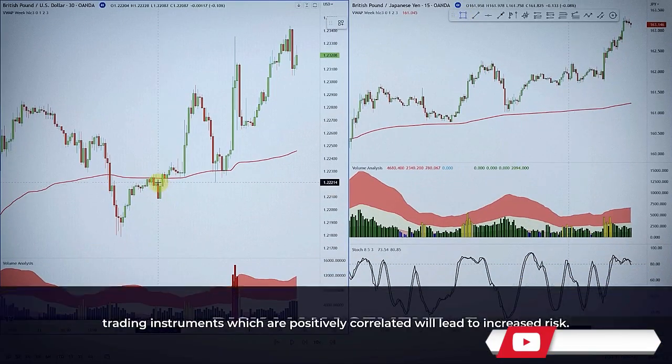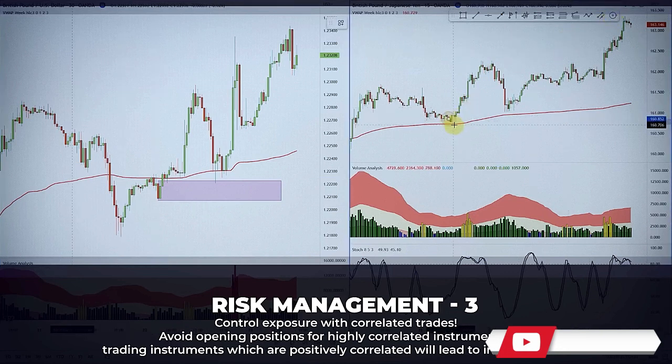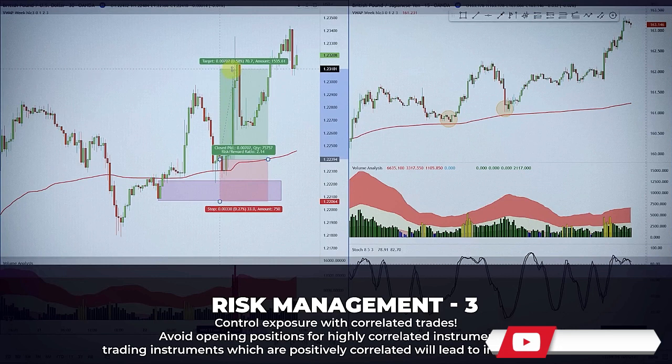Another tricky component to risk management is the ability to control exposure with correlated trades. When it comes to money and risk management, this means that trading instruments which are positively correlated will lead to increased risk. Let's say you trade Forex. You spot a demand zone on pound dollar and you decide to enter a long position. At the same time, you also see a bullish divergence on the pound yen and you also decide to take the trade.